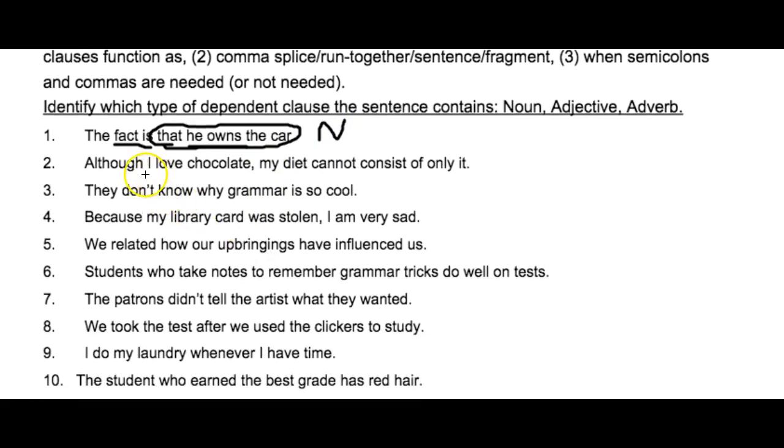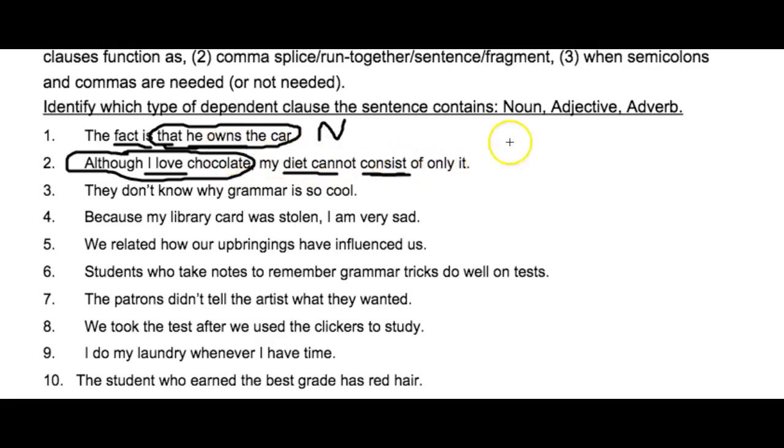I'm going to see I love, subject verb. I'm going to see diet can consist, subject verb. Then I'm going to look for a connector word. My diet cannot consist of it. My is not a connector word, although is a subordinating conjunction. So that is my dependent clause. I'm going to replace it with the pronoun it. My diet cannot consist of only it.